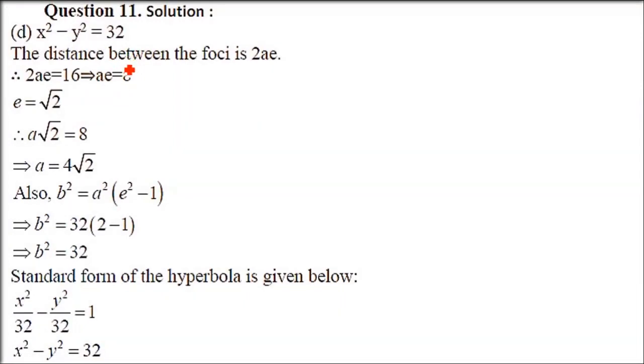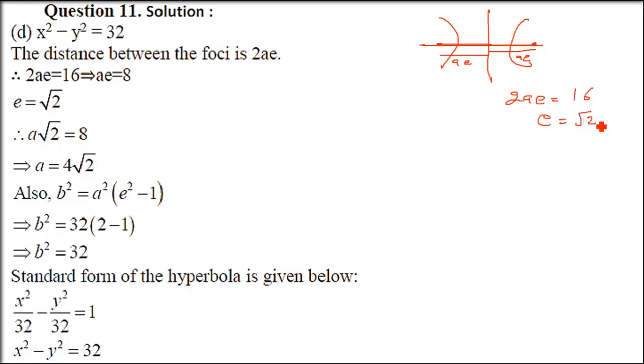Question number 11. The distance between the foci of a hyperbola is 16 and the eccentricity is root 2. Then the equation of the hyperbola is. The distance between the foci is 2AE. This is focus 1, this is focus 2. What is the distance between them? It's AE on this side, AE on that side. So it's 2AE, which is 16, as given in the question. And eccentricity is also root 2.